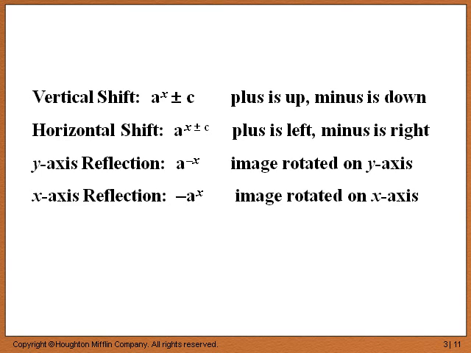And notice the difference between vertical shifts and horizontal shifts. With vertical shifts, the plus or minus c is after the a to the x, whereas with horizontal shifts, the plus or minus c is actually part of the exponent. Moving on now with this table, a y-axis reflection is given by a to the negative x, and that's an image rotated on the y-axis. And an x-axis reflection is given by negative a to the x, and that's an image rotated on the x-axis.